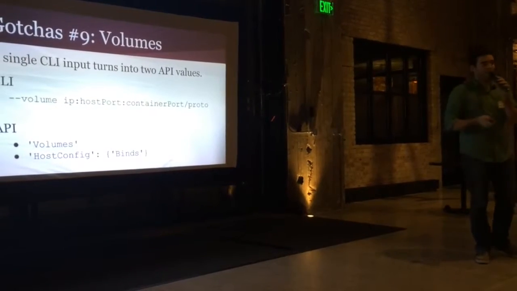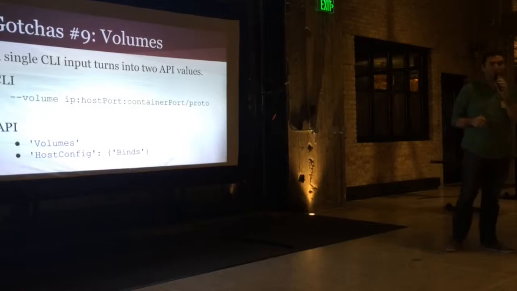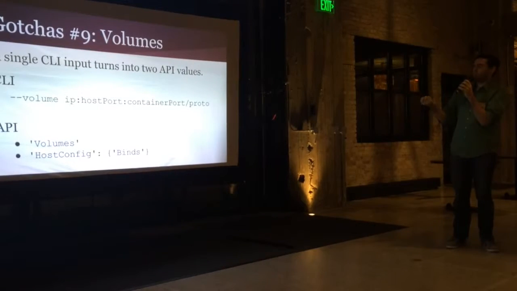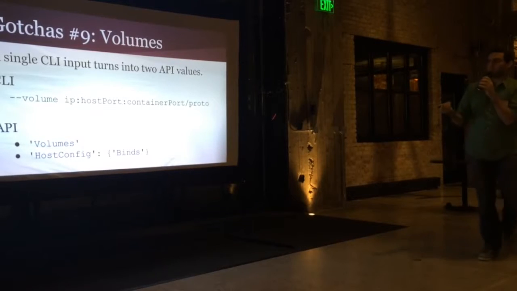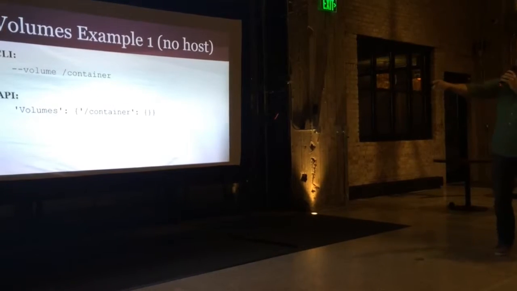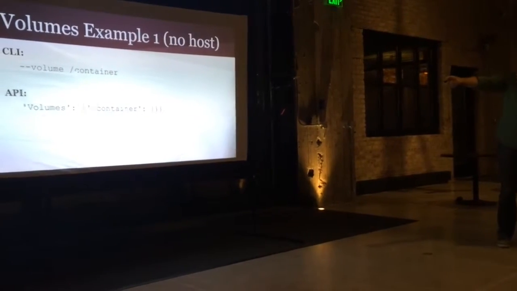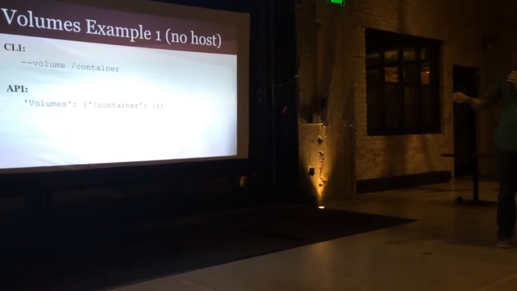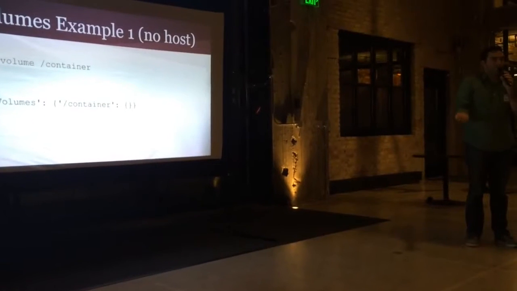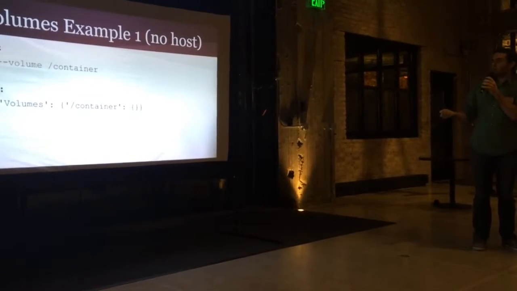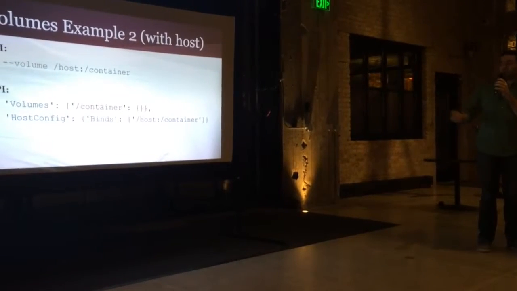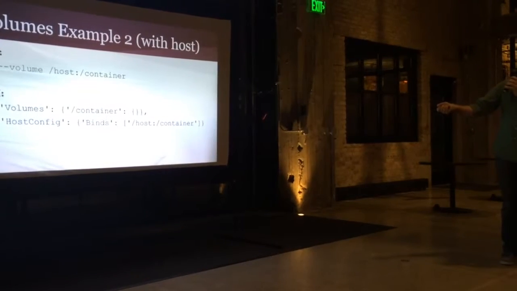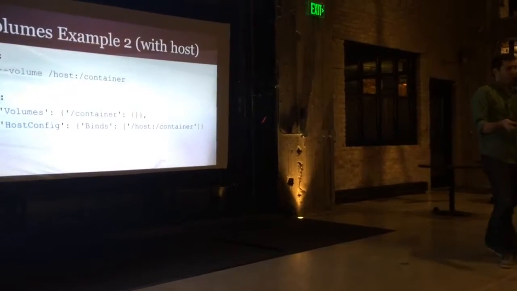Volumes, once again, taking a volume, peppers it all over the API. So IP host, that's the wrong one. Copy and paste error. The next page is right. Anyways, if you specify one volume, just I want to create a volume in the container at this place, then that's one thing. Once again, empty hash, don't know why. But if you specify host and container, that's 2 places where you have the empty hash and then an array with the string.